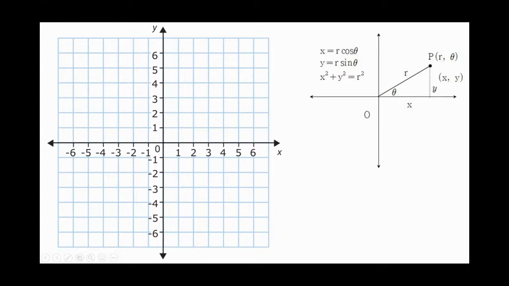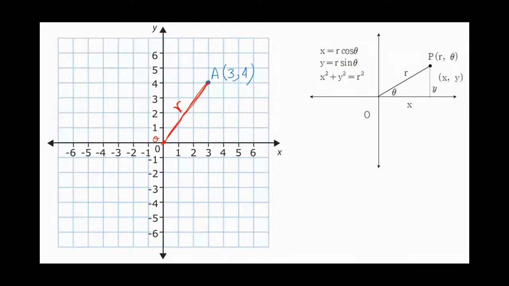Here, let's take a point like this one, point A. What are the coordinates here? x is 3 and y is 4, right? So how do we find the distance between A and the origin? This is the origin O. I will call this distance R. How do we find it?